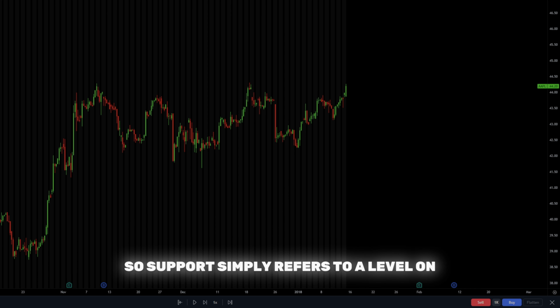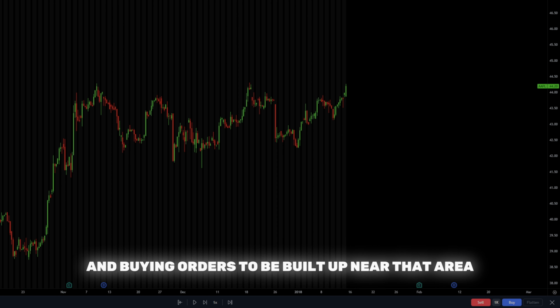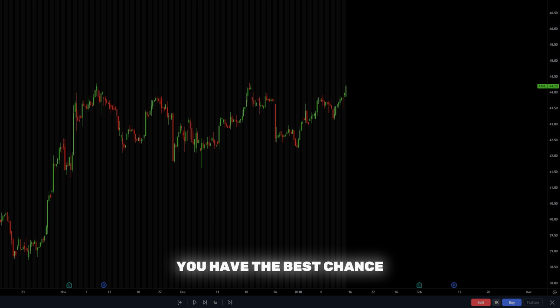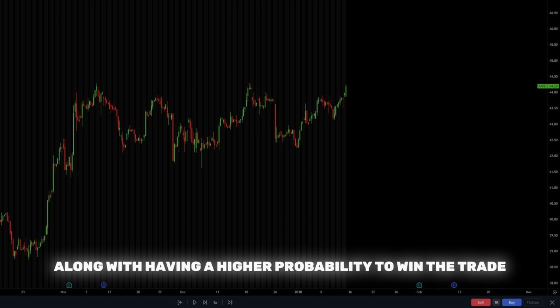So support simply refers to a level on the stock where demand exceeds supply. This causes liquidity within the stock and buying orders to be built up near that area. Therefore, if you enter near a support level rather than entering randomly on the stock, you have the best chance to have the best risk to reward, along with having a higher probability to win the trade.